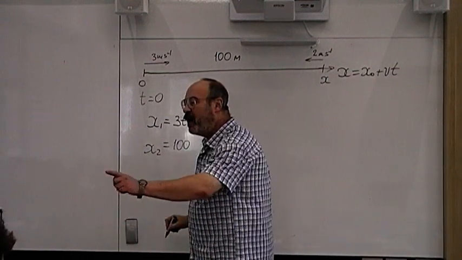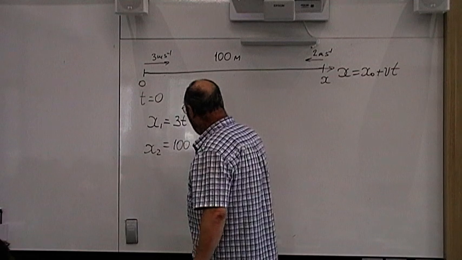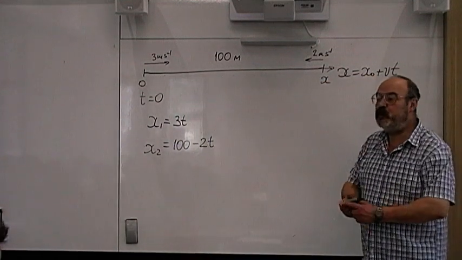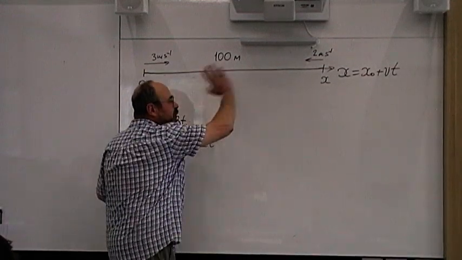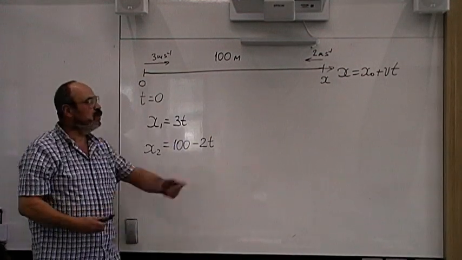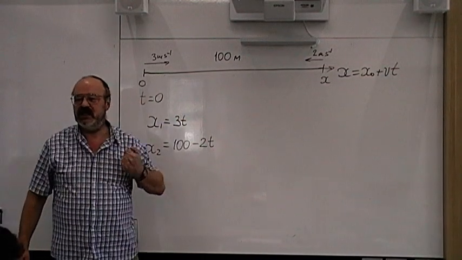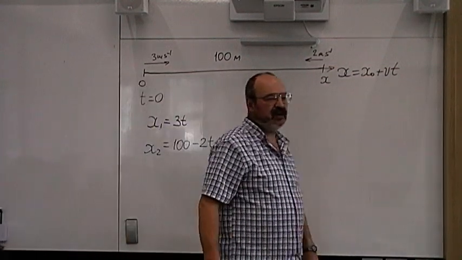Minus. Why will it be minus? It's going in the negative direction, because we chose the positive direction the other way, and the student is moving in the opposite way. Talking about velocity, we always need to take direction into account.